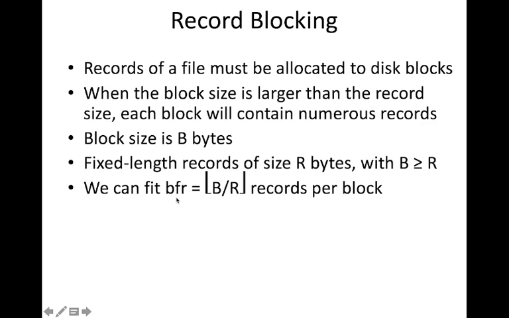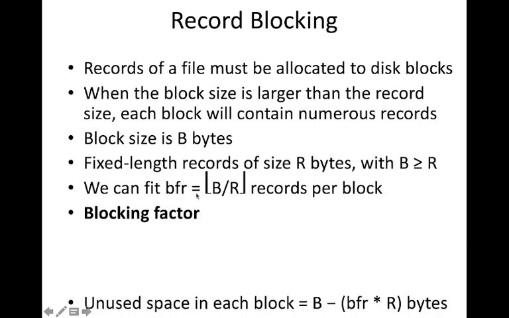Okay, BFR, blocking factor records. This is denoted by BFR equal to B, the block size divided by the length of that record. The length of the record gives the number of records per block. So this is one formula you have to remember. It is very simple: block size divided by the size of the record will give you the BFR value. We call it the blocking factor.